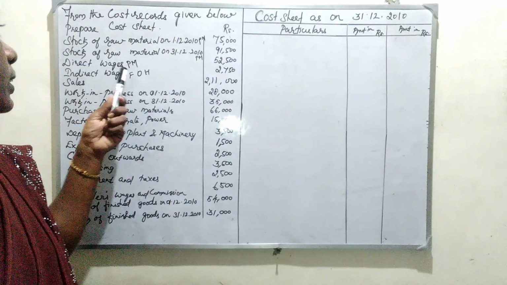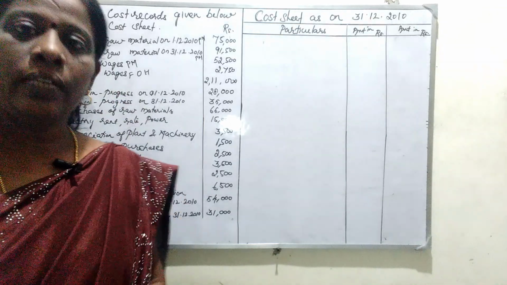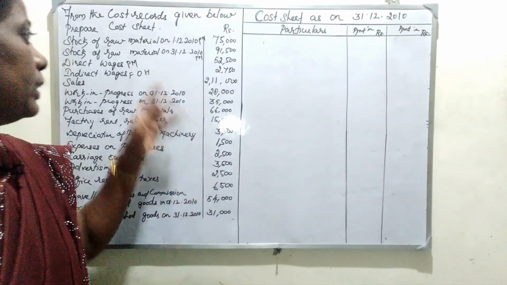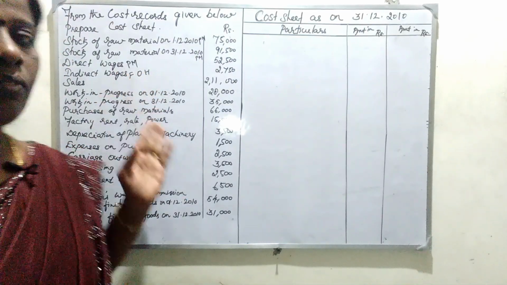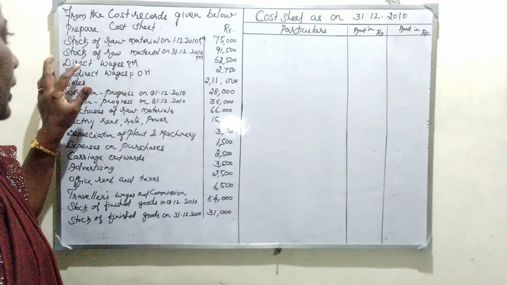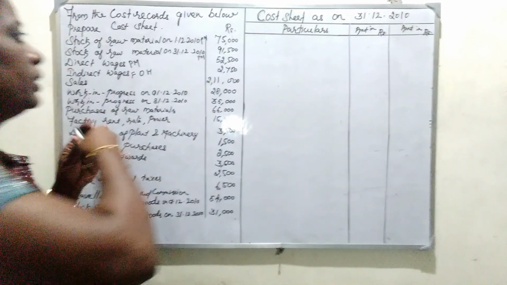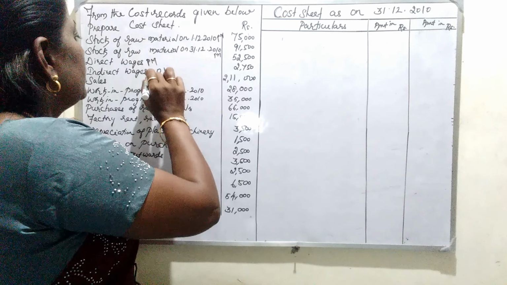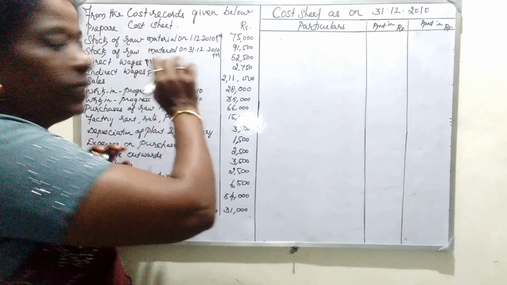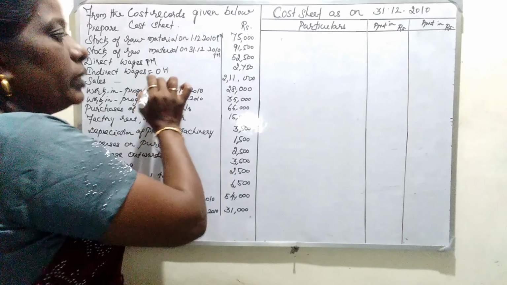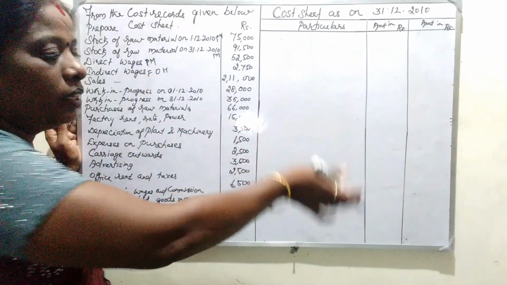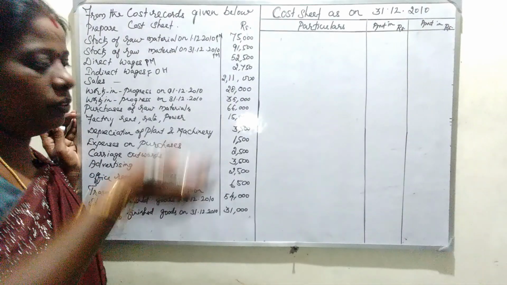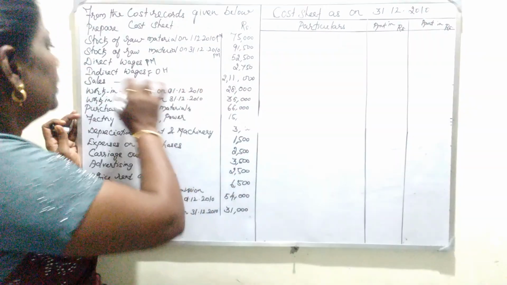And this is direct wages. Each expense we have to classify into different heads, different overheads. First one, direct wages, should be mentioned in the cost sheet before finding prime cost. Then indirect wages come under the factory overheads. And sales have to be mentioned in the cost sheet at last. After finding all the expenses, the total expenses, we have to find the profit. That time we use the sales value.